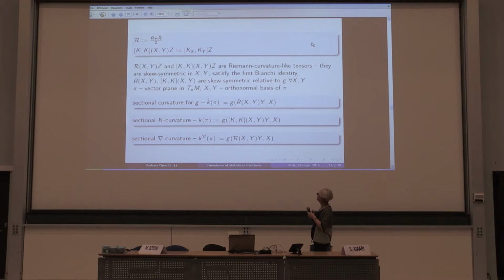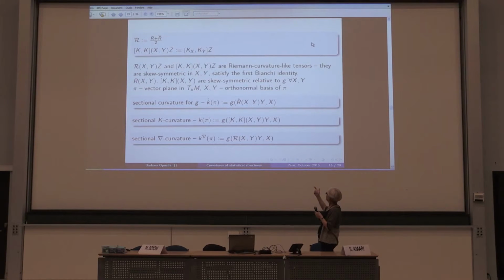Both these tensors are Riemann curvature-like tensors. That means they are skew symmetric in X and Y, satisfy the first Bianchi identity, and they are skew symmetric relative to G. So having this, we can just copy the procedure from Riemannian geometry, and we can produce sectional curvatures. The first sectional curvature I mentioned here is just the ordinary sectional curvature.